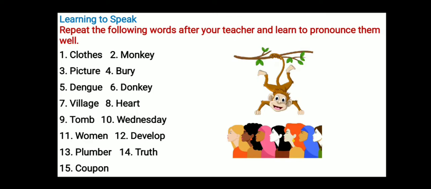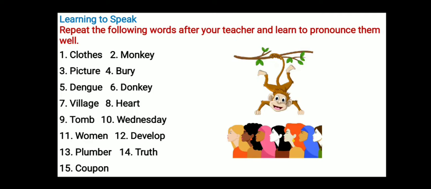Second, monkey. It is mispronounced as monkey. The correct pronunciation is monkey. Third, picture. It is mispronounced as picture, but the correct pronunciation is picture. R is silent. Berry. It is mispronounced as bury. The correct pronunciation is berry. Dengue. It is mispronounced as dengue. The correct pronunciation is dengue. Donkey. It is mispronounced as donkey. The correct pronunciation is donkey.